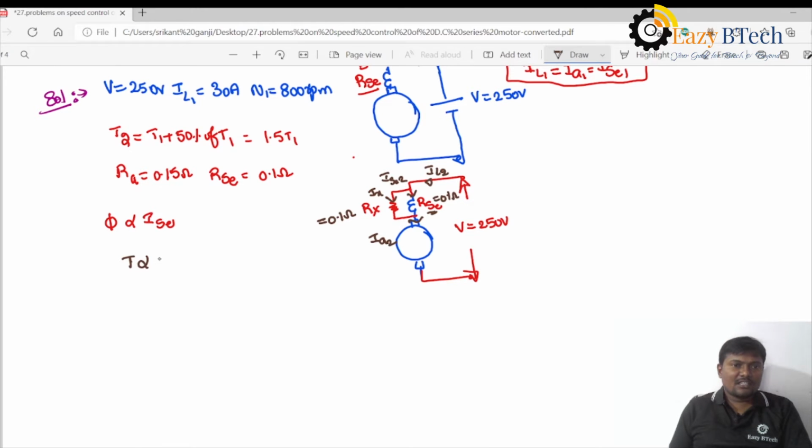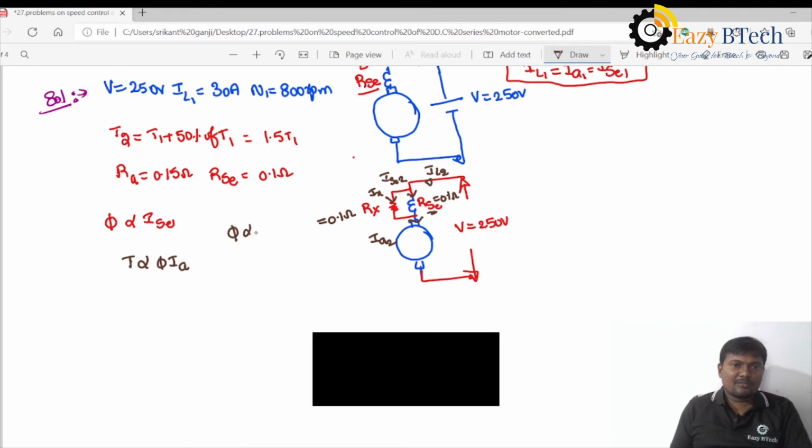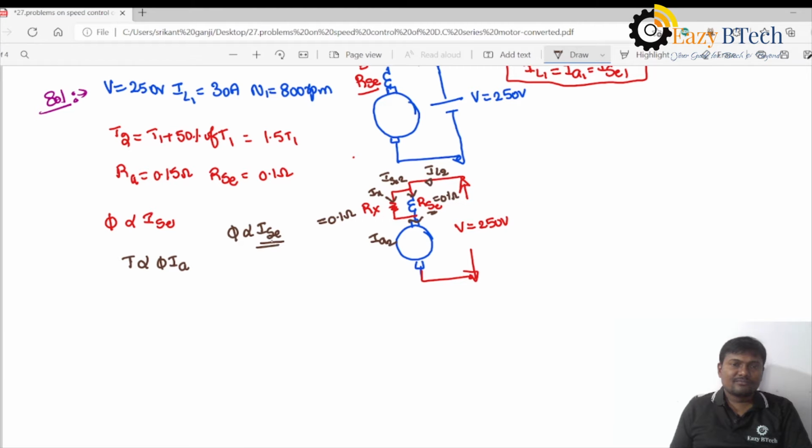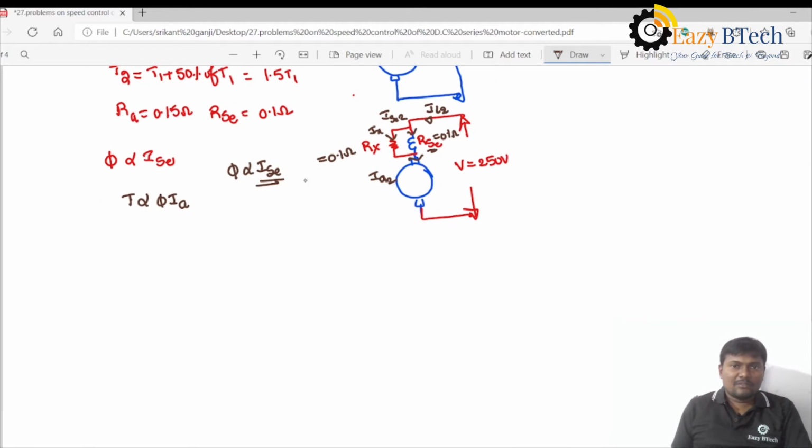So we know the torque is directly proportional to flux into IA, and flux is directly proportional to series field current. See, in the first case, the same current passes through armature and field. Now it will be different. So torque is directly proportional to ISC into IA, and T1 by T2 is equal to ISC1 by ISC2 into IA1 divided by IA2.